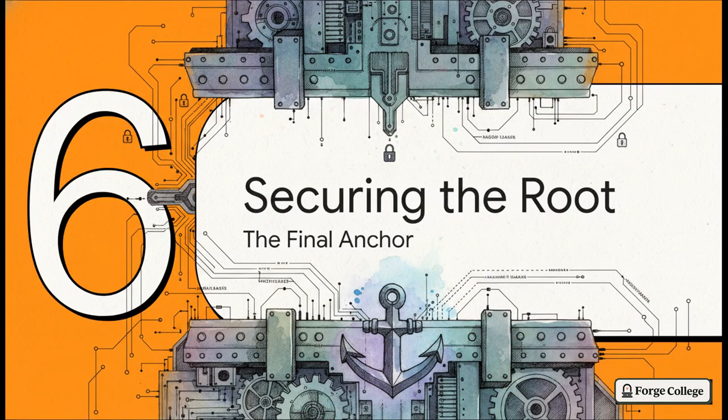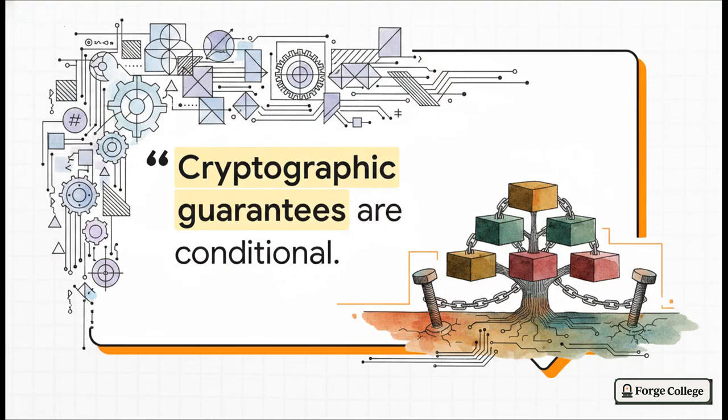Section 6. Securing the root, the final anchor. Let's bring this entire architectural blueprint together. How do we secure the absolute final anchor of trust in a system that relies on countless hashes? It all boils down to this single, absolutely vital quote: cryptographic guarantees are conditional. I really want you to remember this. A correct, mathematically perfect cryptographic proof is absolutely necessary, yes, for sure, but it is fundamentally insufficient without operational anchoring. The math needs the real world to give it context, boundaries, and authority.